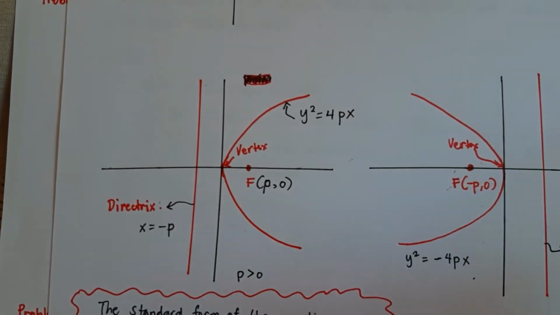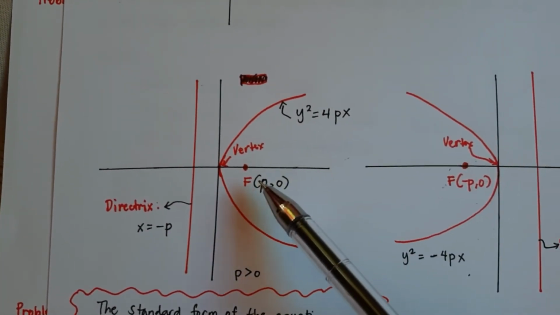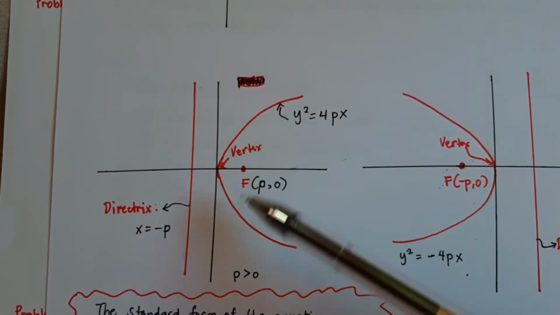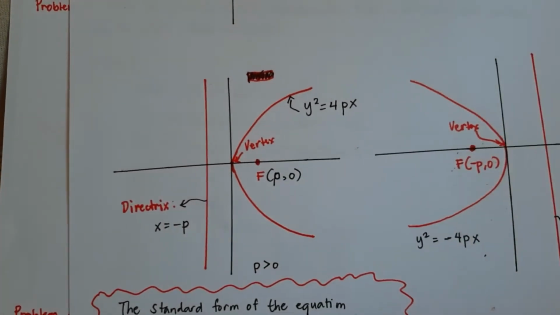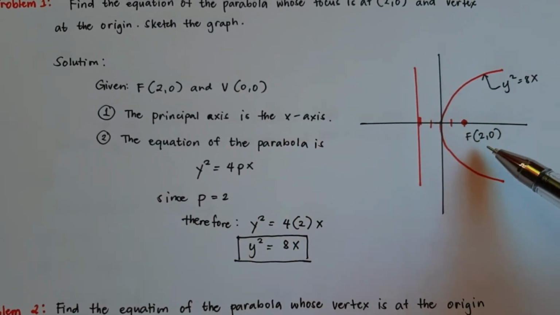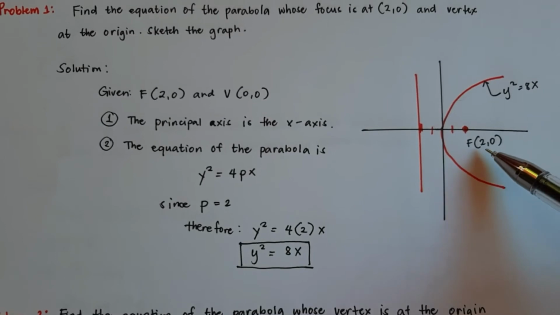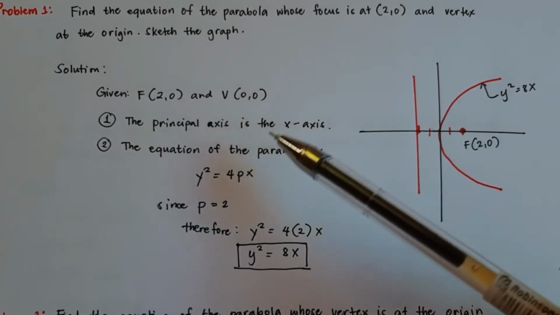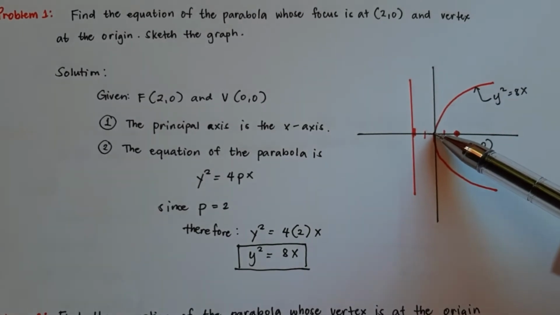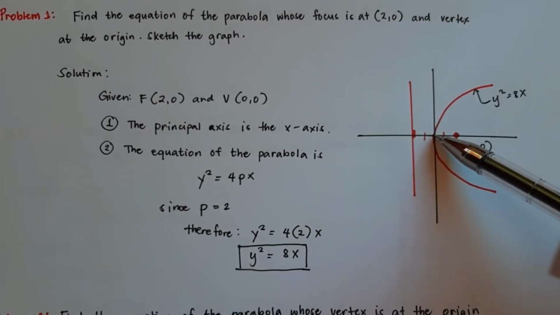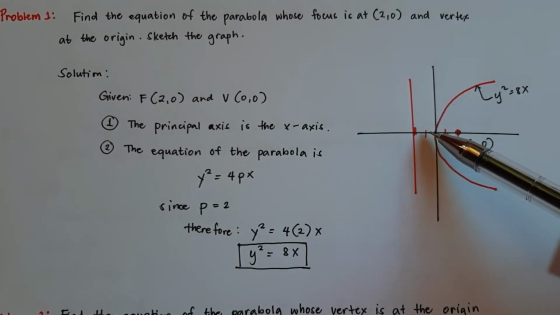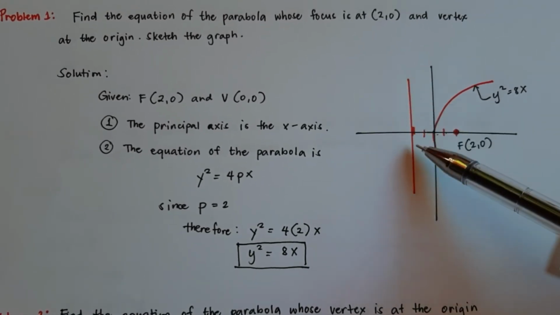So, alam natin na (2, 0) kanina yung focus niya. Kaya, ito yung magiging pattern natin. So, the value of p, bibilang lang kayo dito ng 1, 2. Ito kanina yung (p, 0), kaya (2, 0). And then, the vertex is here. Para malaman mo yung directrix, bibilang ka lang din ng 1, 2 dito. So, ito yung magiging directrix mo.